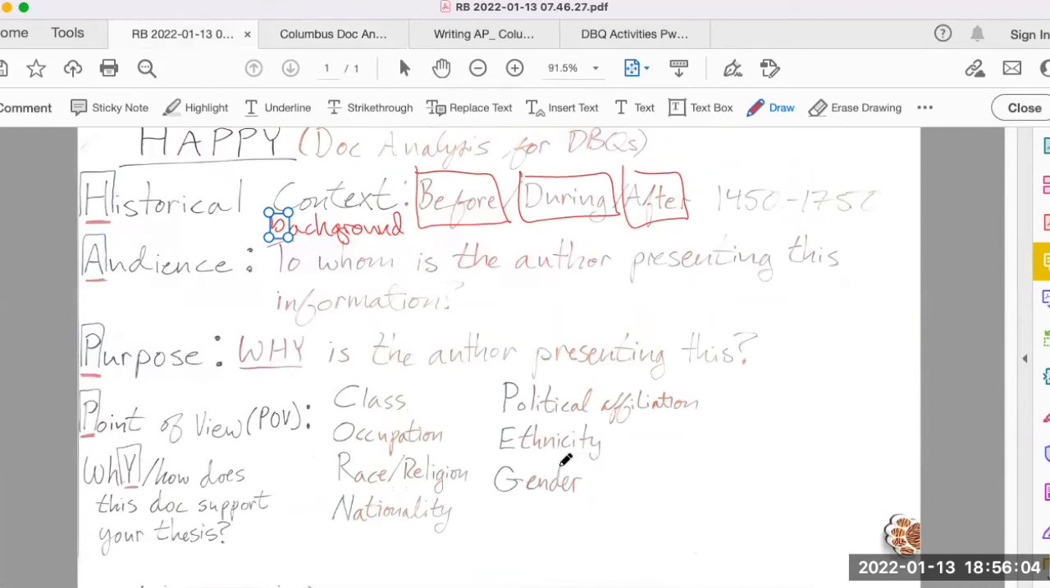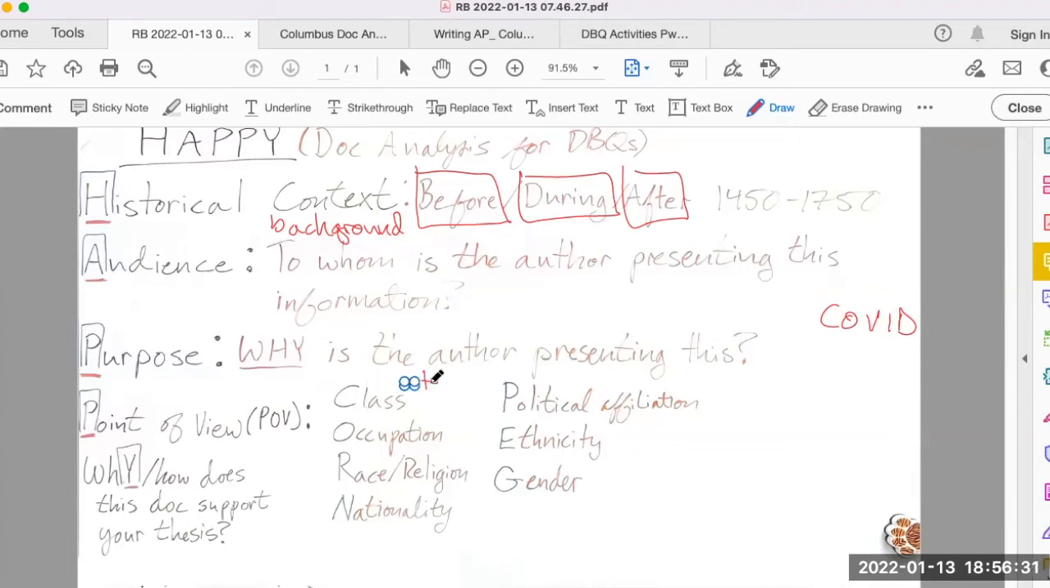Okay, so taking this and applying it to a more personal note rather than applying it to the document. Let's say that I wrote an article about the response to the COVID pandemic. And let's look at my perspective, my point of view, and how that may impact my editorial or my article about the response to COVID. What is my class?